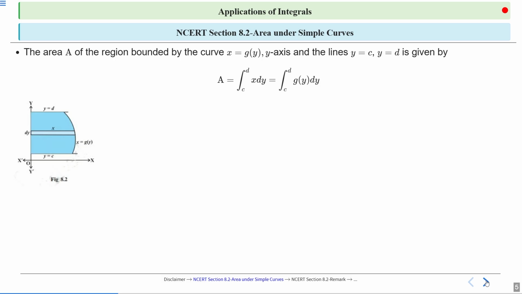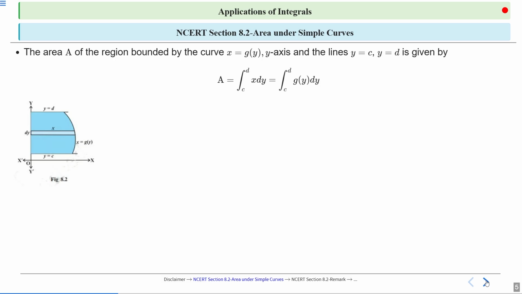But here in this figure we integrate with respect to y. Here the width of the strip is dy, so we integrate from y = c to y = d. So to calculate area using the definite integral, we first break the whole area into thin strips, calculate the area of the strip, and by integrating we find the area of the whole region.